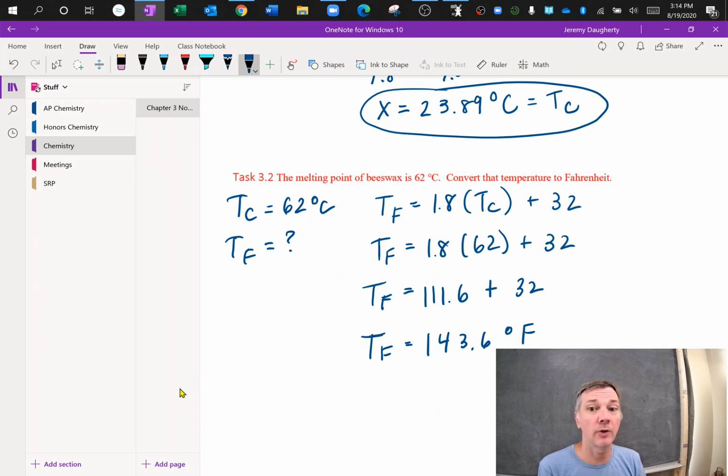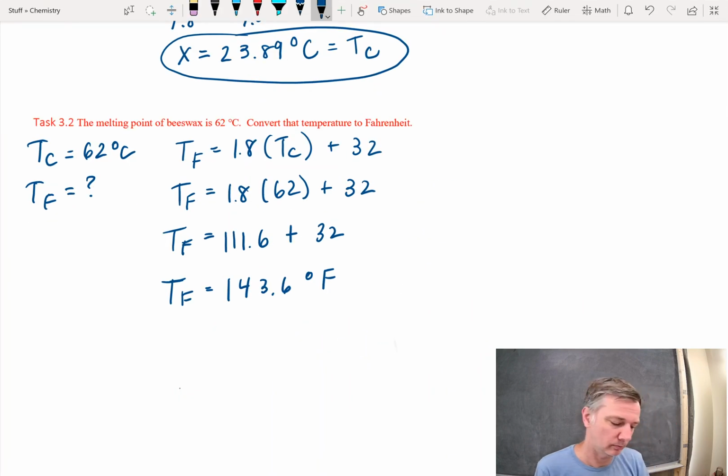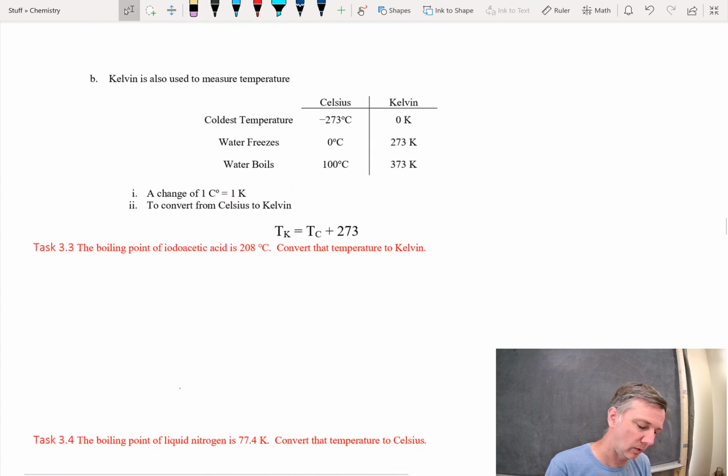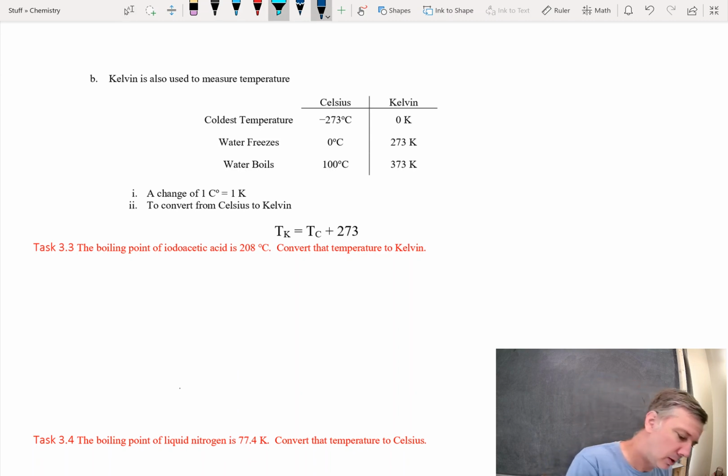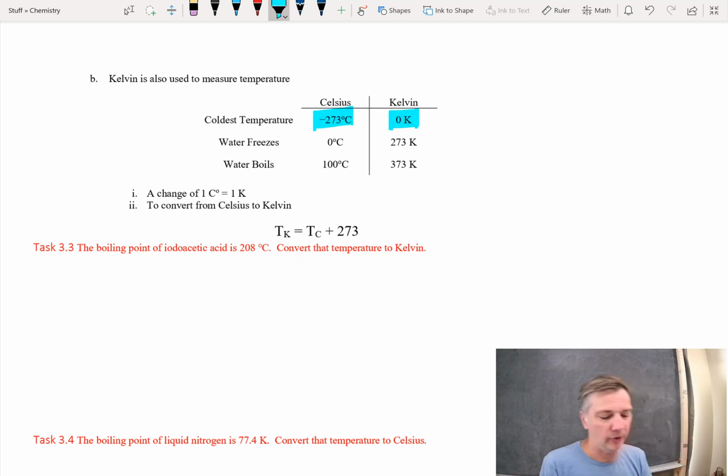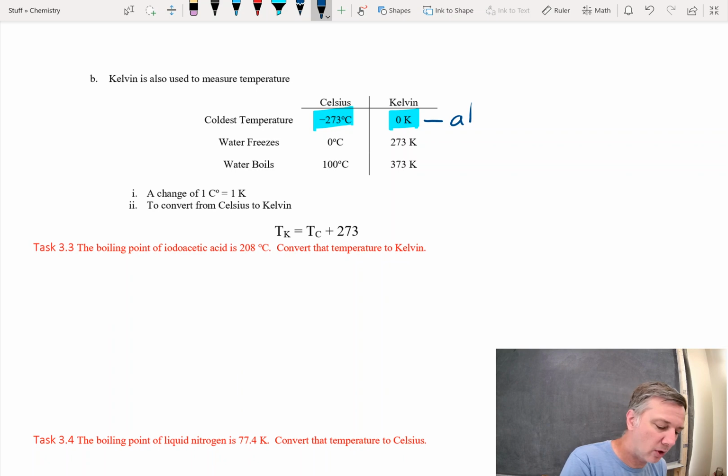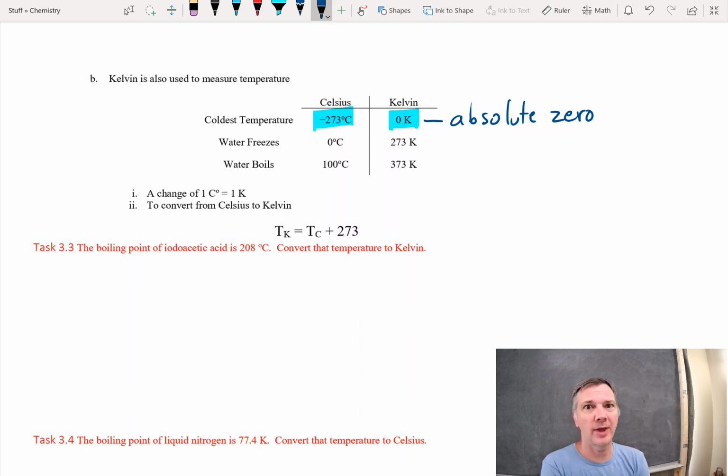There's another temperature scale that we need to talk about. The Kelvin scale. Celsius is based on water. Kelvin is based on the movement of atoms. So the coldest possible temperature is 0 Kelvin. That's what's called absolute zero. The reason why it's called absolute zero is that is the coldest possible temperature. And that's defined as when the particles stop moving.